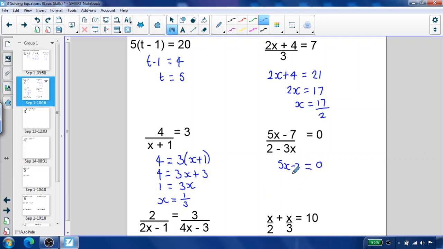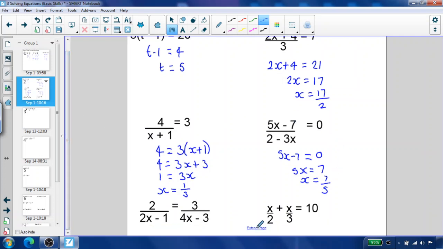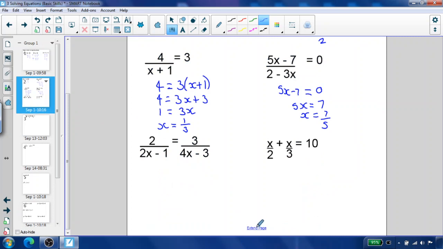Then let's work with the minus 7. So I'm going to add 7 to both sides. 0 add 7 is just 7. And then I'm going to divide both sides by 5. So I'm going to have 7 over 5. Let's move down a little bit and look at these two.